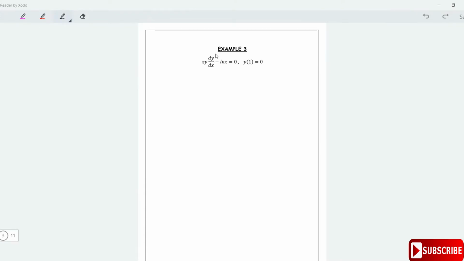So let's go ahead and do this. Remember, we're trying to get x's on one side and y's on the other side. First thing I'll do is bring over ln x. So we're going to have x dy by dx equal to ln x. Then look what I'm going to do: instead of just multiplying both sides by dx, I'm going to multiply by dx over x.